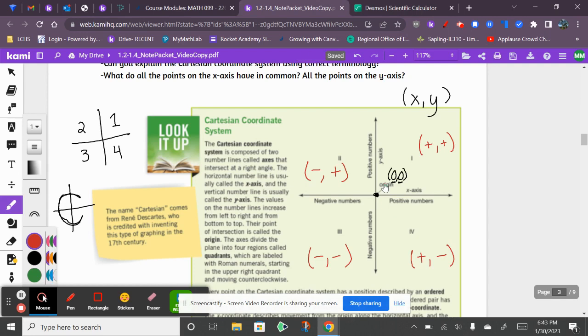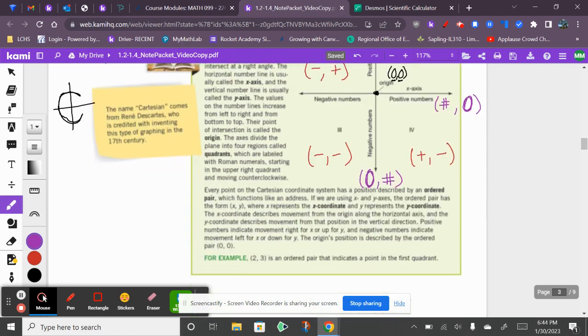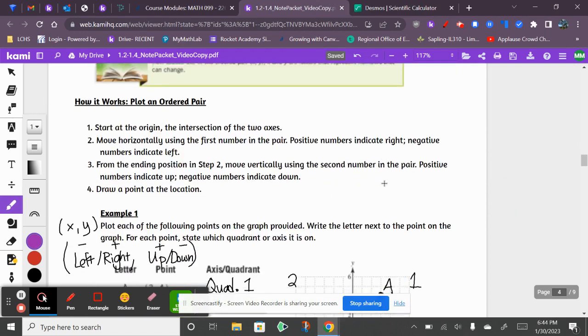And there's also something special about the x and the y axis. If a number is on the x axis, it will have a number value for the x value, but it will have a 0 for the y. And it's flip-flopped when it's on the y axis. It will have a 0 value for the x, and for the y, it will have a number.